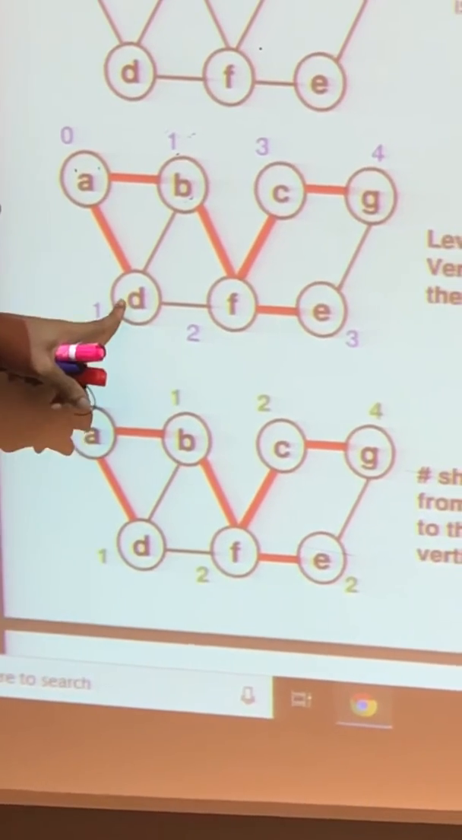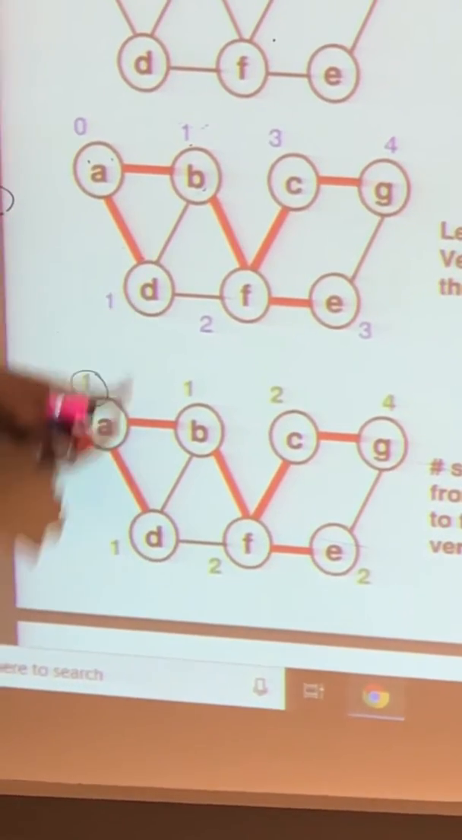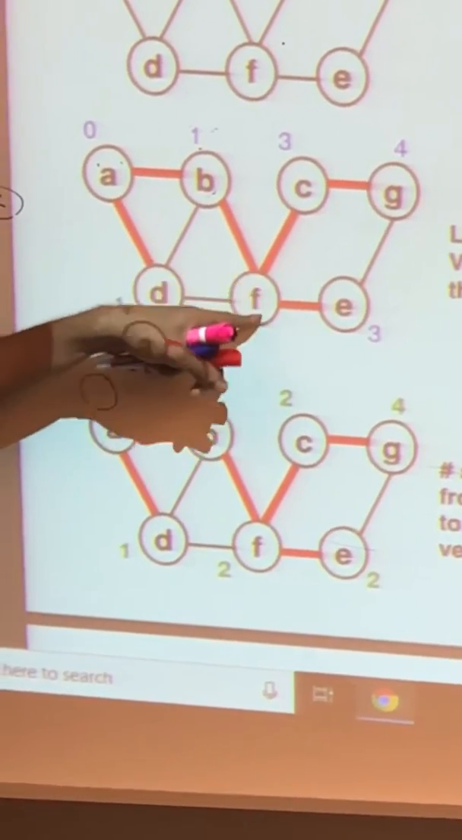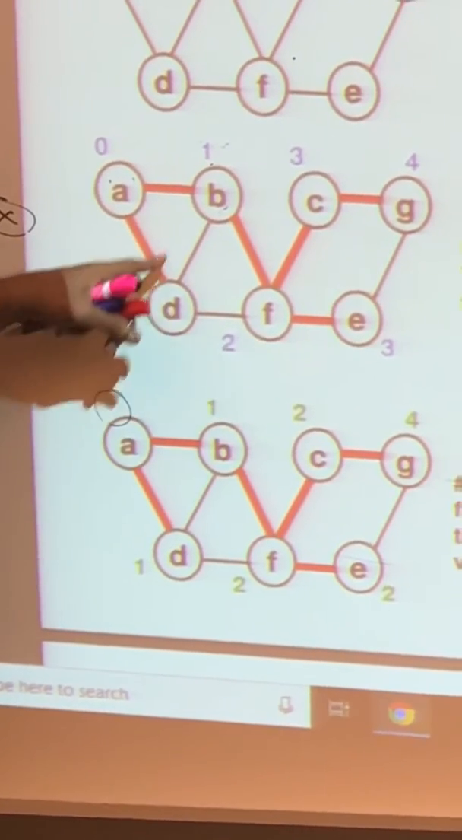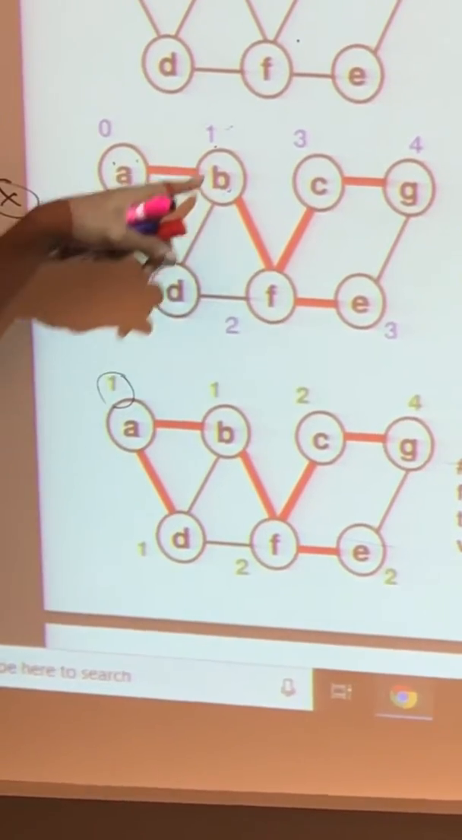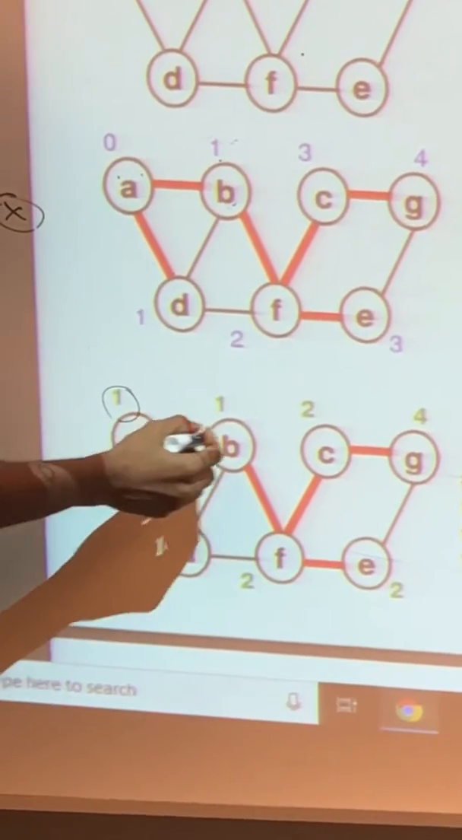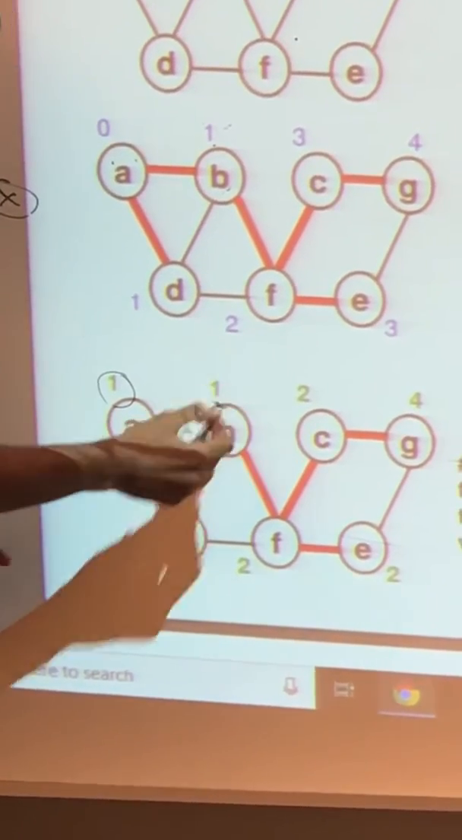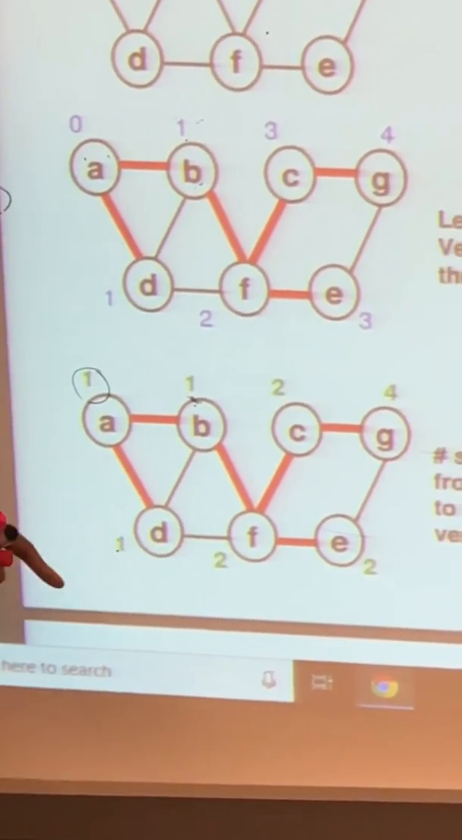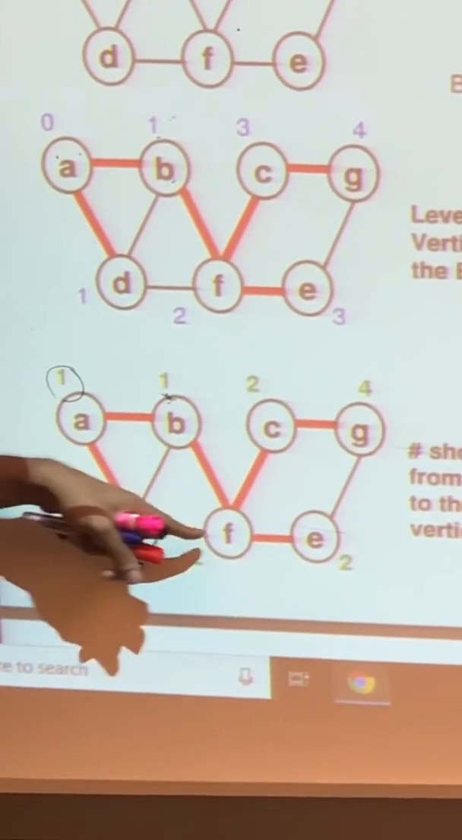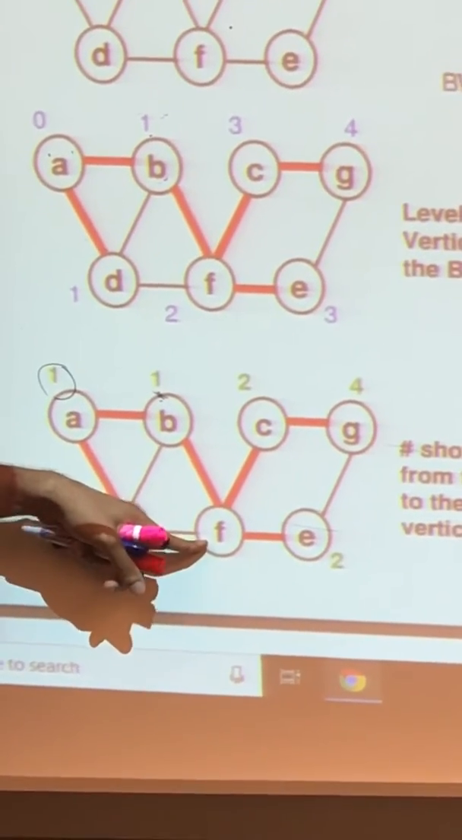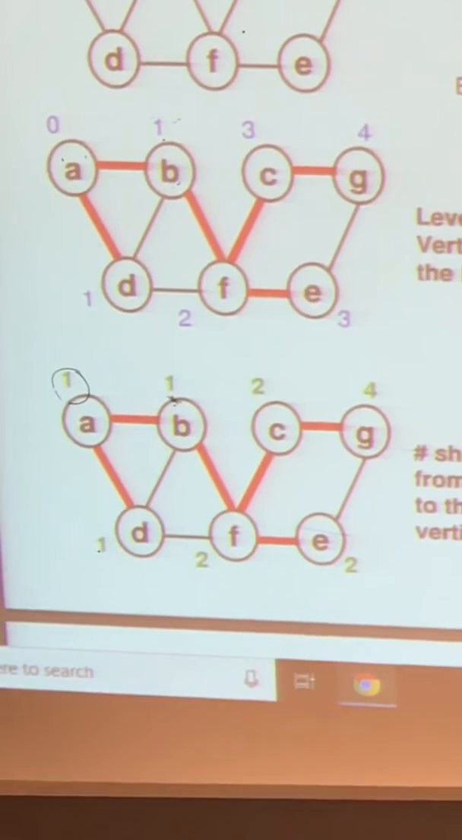Same thing for D. There's only one vertex at the earlier level. What about F? It is at level 2. There are two vertices at the earlier level, which are B and D. How many shortest paths are there? To B, which is 1, to D is also 1. So it is 1 plus 1, which is 2. There are two shortest paths from the root to F.